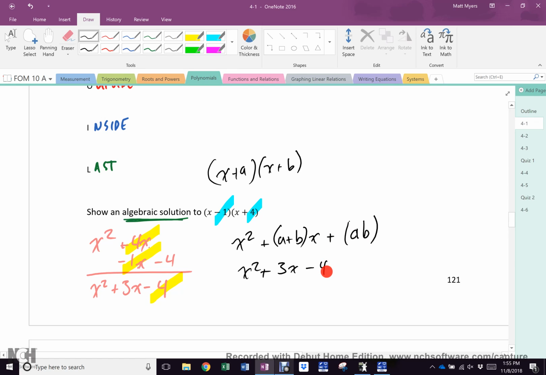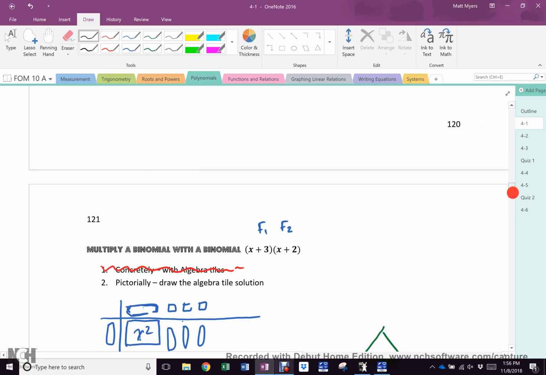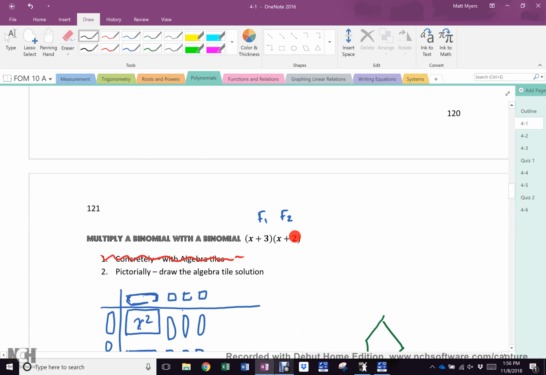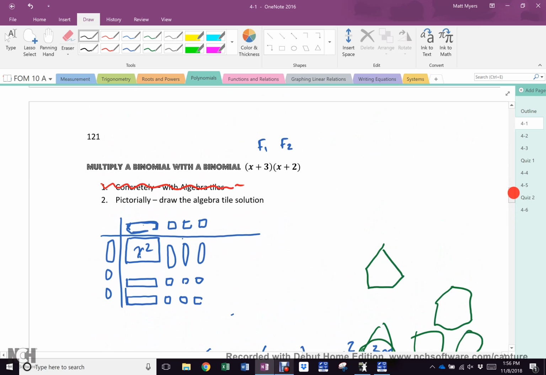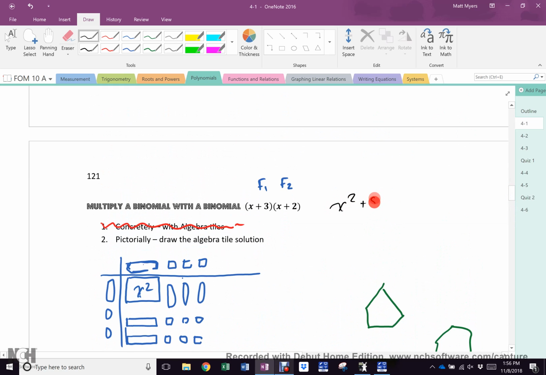Does everyone see the little shortcut? No? I'm hurtful. Let's go back to this one. What was our answer here? It was x squared plus 5x plus 6, correct? Okay, what's 3 plus 2? 5. What's 3 times 2? 6. Everybody see it? I'll give you another one.